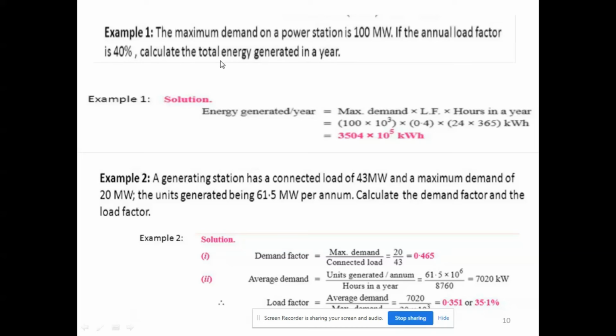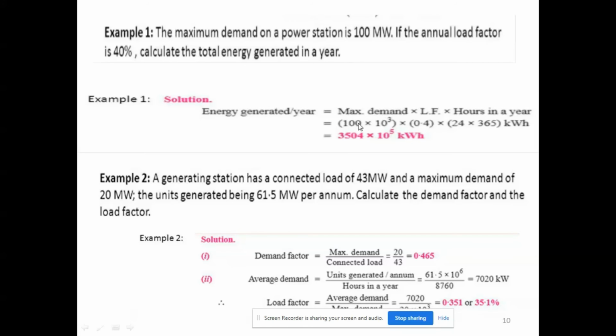And we know the formula for units generated, otherwise called energy generated. So the formula of energy generated is maximum demand into load factor into hours in a year. Here we have to use hours in a year because they are asked to find the total energy generated in a year. Now substitute the values given.